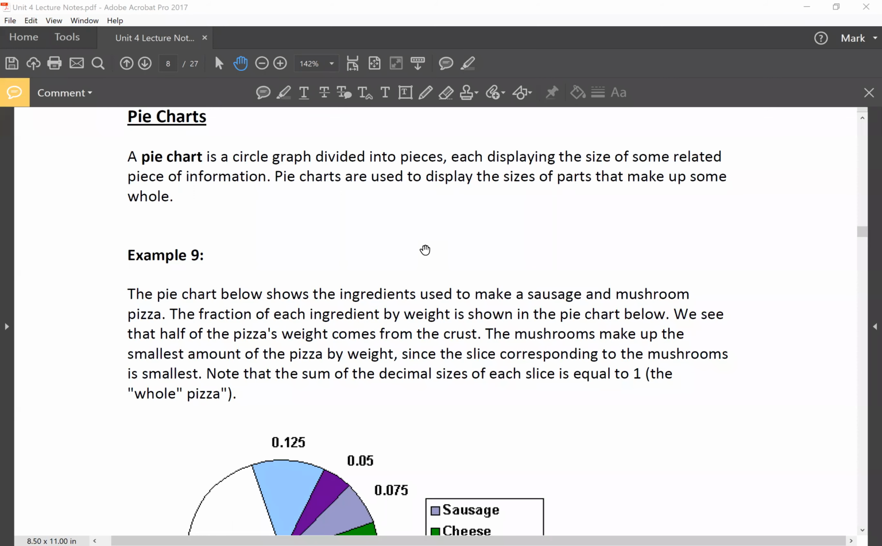They look like a pie. If you're not familiar with pies, I don't know how many pies you guys eat, because in North America they're pretty popular. Think of a pizza, right? Everybody eats pizza. Think of dividing the pizza into slices or pieces, and each piece displays some information. The thing about pie charts is it's a percentage type of calculation. The pie chart is used to display the sizes of parts that make up the whole, the whole being the entire or 100% of the information.